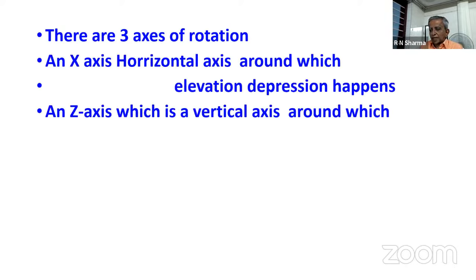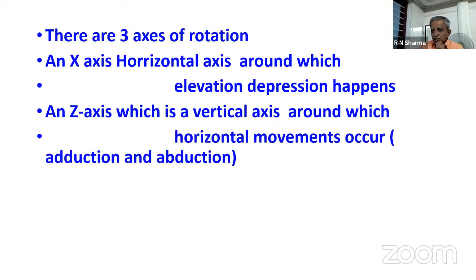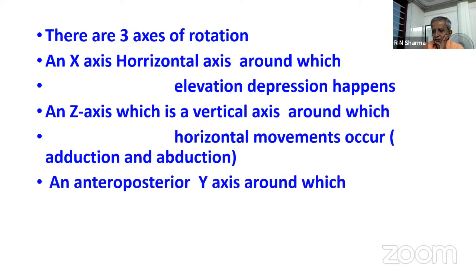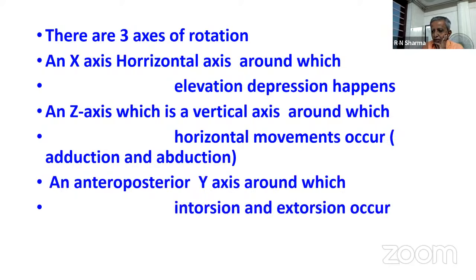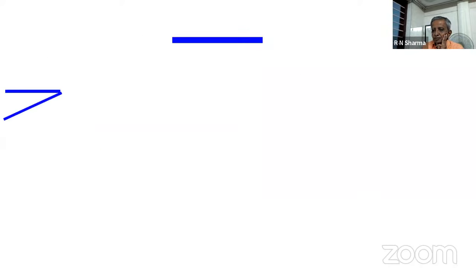Again, around the x-axis, elevation and depression happen. Z-axis, the vertical axis, is the one around which horizontal movements occur: adduction, abduction. Around the anterior posterior axis, intorsion and extorsion happen. Now, it is difficult to remember this, but as a mnemonic you can use this. You got Z, you got three limbs. I just put it like this. So Z will stand for vertical axis. You have seen that.